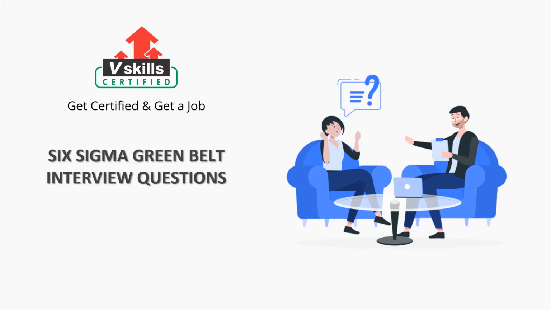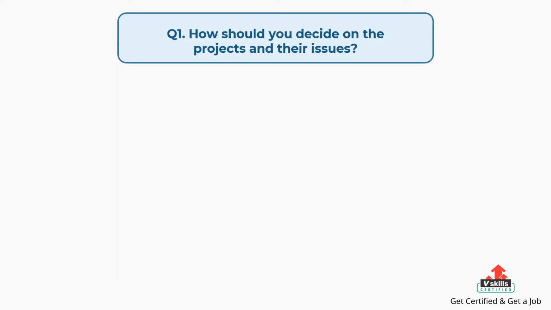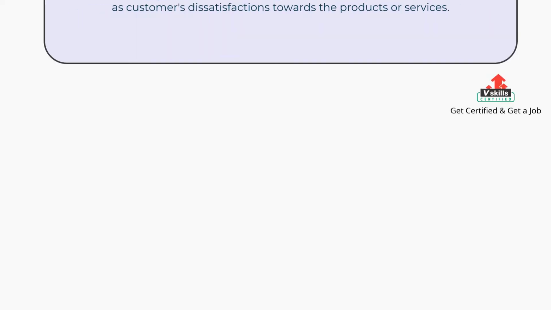Hi, welcome to Six Sigma Green Belt Interview Questions. Question number 1. How should you decide on the projects and their issues? The answer is, you are required to mention VOC or VOP. VOC should be given by the clients or customers by reactive feedback, by conducting surveys, or through the customer's ratings to the process. Using this approach, you can find the criteria as customers' dissatisfactions towards the products or services.